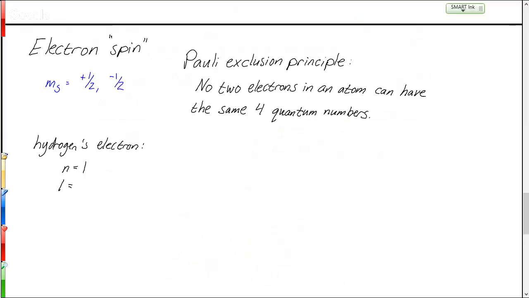L has to be 0 because the largest it can be is N minus 1. Then ML is 0. And so that's what we did last time. So now we can add this 4th quantum number and say that MS is plus 1/2. Now it could be plus 1/2 or minus 1/2, but by convention, we always do the plus first. And so those are the 4 quantum numbers that hydrogen's electron has.